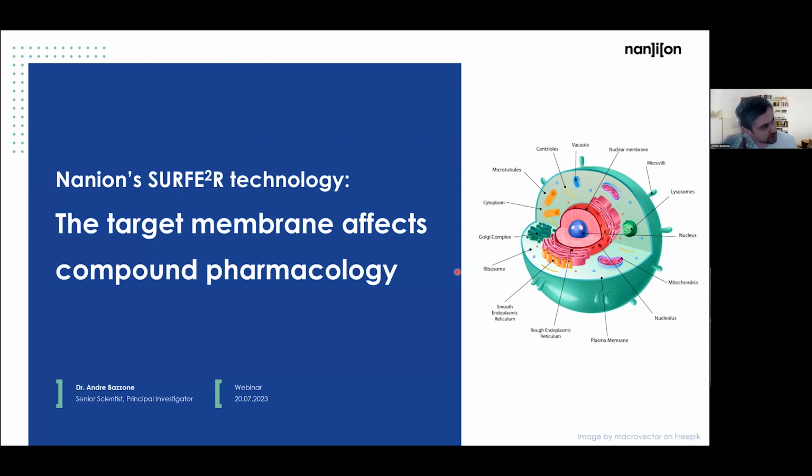So this is the last section of my presentation. And here I actually only want to provide a kind of teaser. Some results we found indicate that the target membrane is very essential and affects the compound pharmacology when assaying TMEM175.